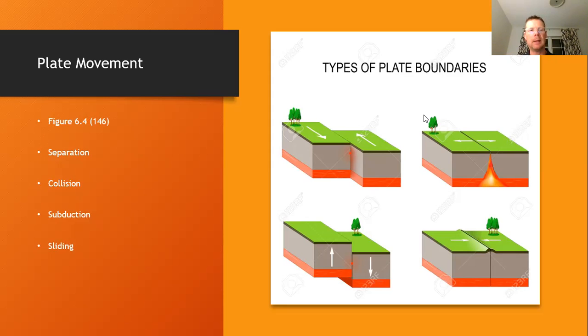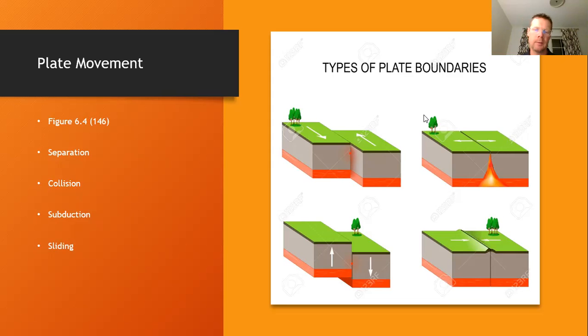So separation plates, you'll see in the upper right-hand corner of this screen where the plates are moving away from each other. It allows for parts of our mantle to move up onto the Earth. That's where we get volcanic eruption or lava, igneous rock moving up. Collision plates directly below it, where 2 plates are colliding together, is where mountain ranges form.